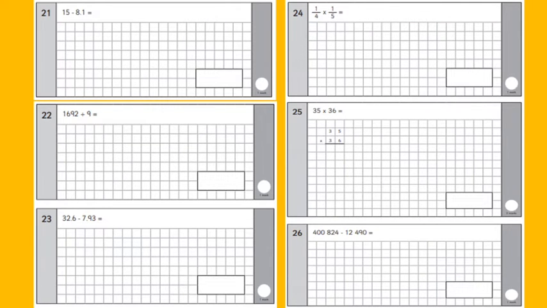Okay, so on your screen are the first 6 questions. Pause, have a go. There are a couple more on the next screen. There are 10 in total. Once you've done them all, we'll go through the answers together.